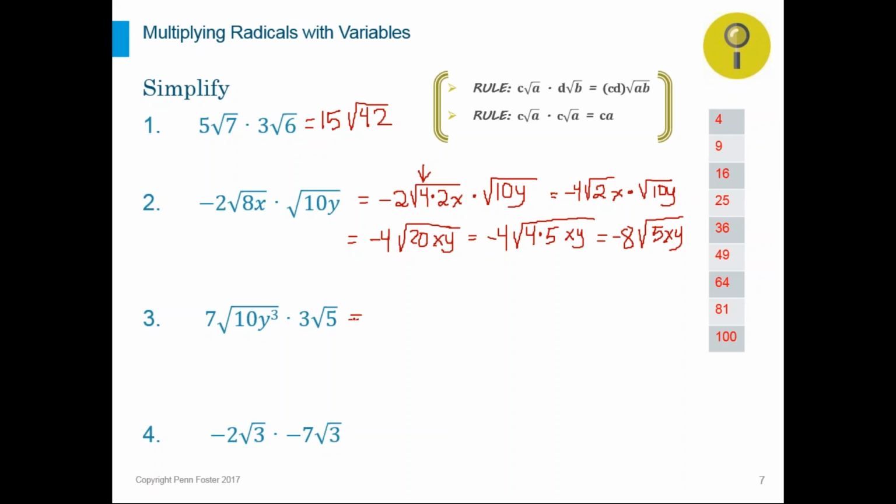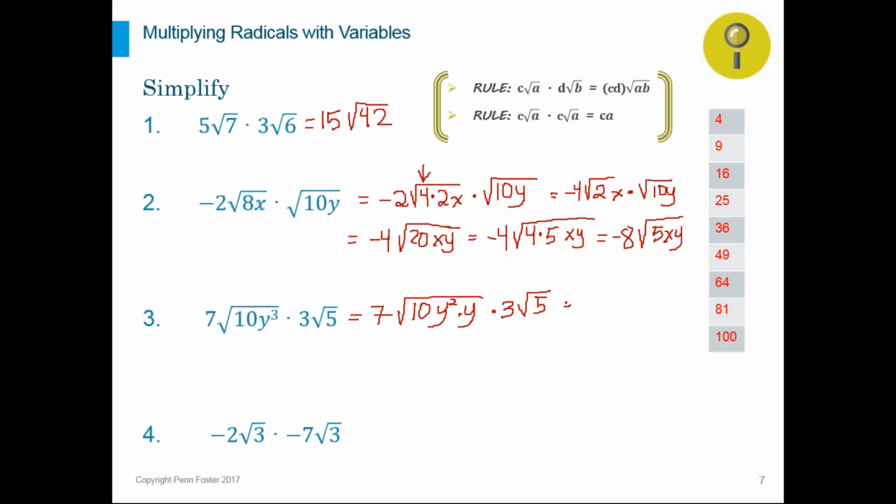So I'm trying to simplify everything before I multiply. So I have 7. 10 does not have a perfect square factor. It's going to stay as 10. The y cubed can be written as y squared times y. If you multiply these two, you will get back the y cubed because we add exponents, 2 and 1 is 3. Times 3, the square root of 5. I cannot simplify that any further.